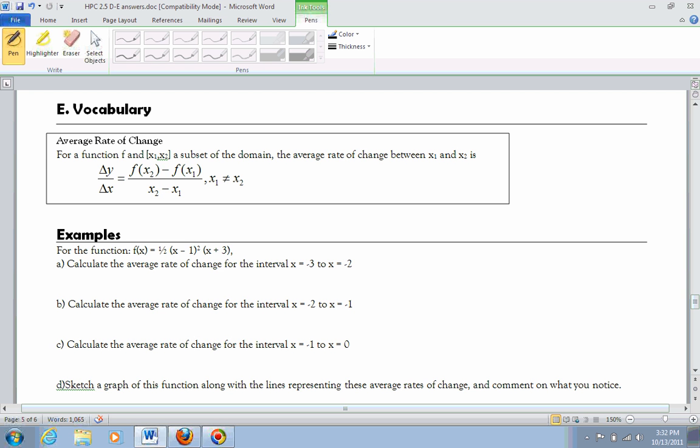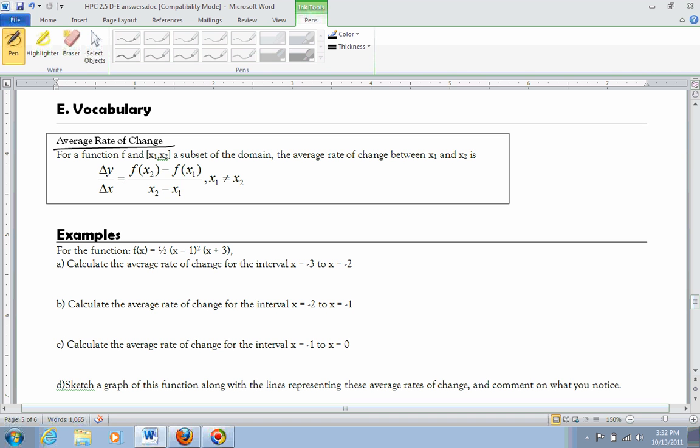Okay guys, we're on section 2.5, section E, starting with the vocab. Average rate of change basically means the same thing as slope, the delta y over delta x, or change in y's over change in x. So if you're looking at the average rate of change on this function here, we're going to look at the interval from x equals -3 to x equals -2.